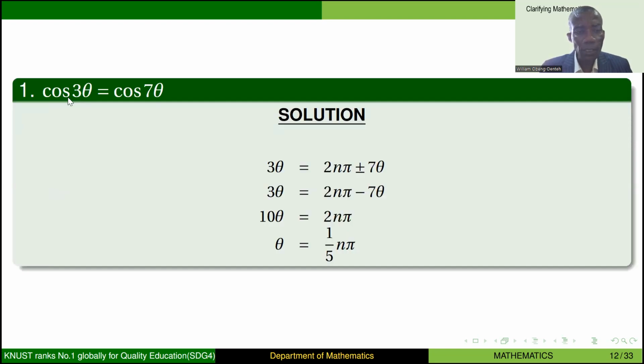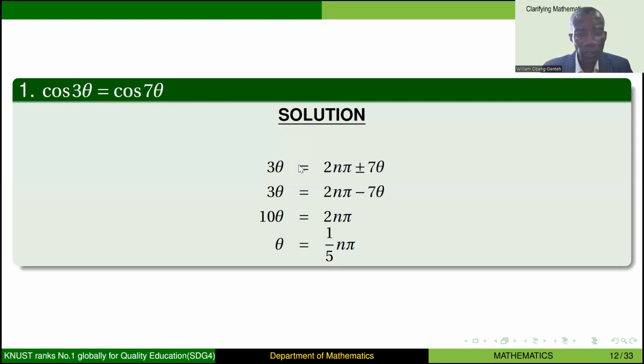We are saying that cos 3 theta equals cos 7 theta. So as we always do, in terms of the cos, we'll pick 3 theta equals 2n pi plus or minus 7 theta. Remember the general solution formula that we use. Now, the next step is that because we have plus or minus, we are going to pick one of them first. Then when we finish, we pick the other one. Then we solve that as well. So we have it in two folds.